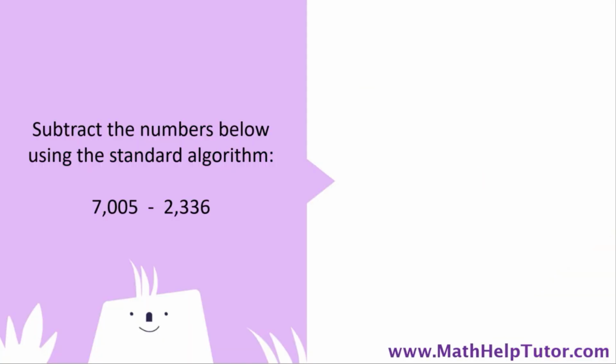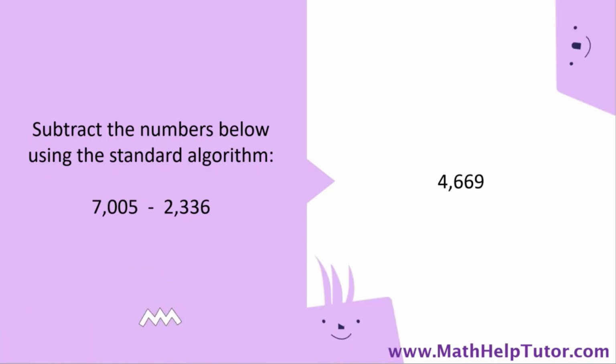Subtract the numbers below using the standard algorithm. The answer is 4,669. So how did we come up with this answer? Let's try to solve this problem using the standard algorithm. We have 7,005 minus 2,336. So 5 minus 6 is not possible. We borrow 1 from 0, but 0 can't lend us any. So we borrow 1 from the hundreds place, but the hundreds place has a digit of 0 and can't lend us any as well. So we borrow from the thousands place, which is 7.